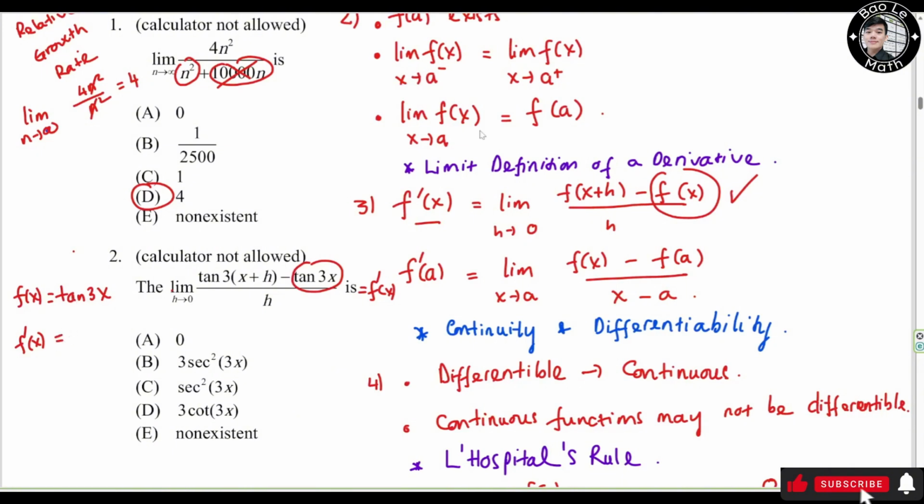equals, we're going to use the formula for the derivative of tangent u. It's u prime times secant squared u. So this becomes 3 secant squared 3s. So the answer must be B.